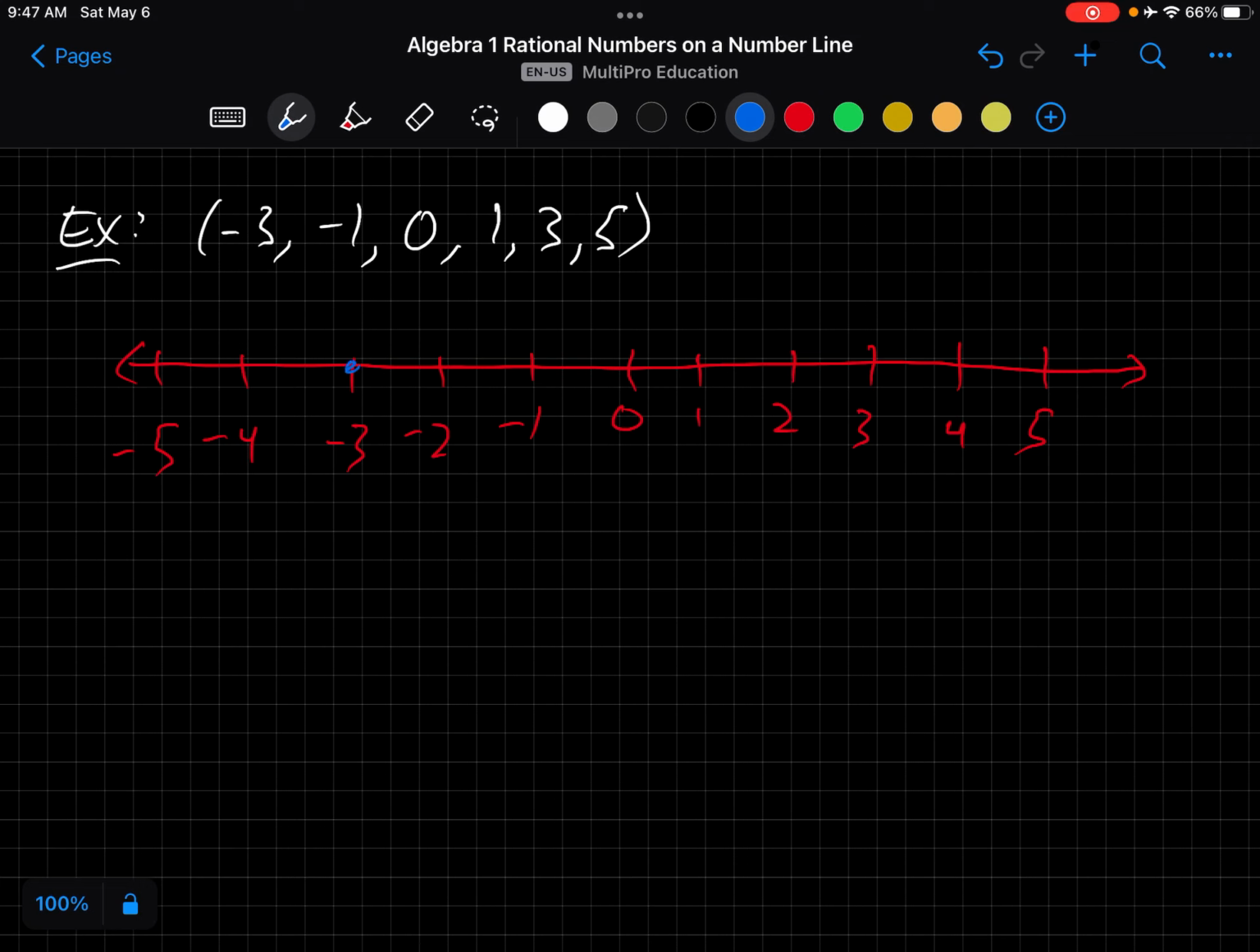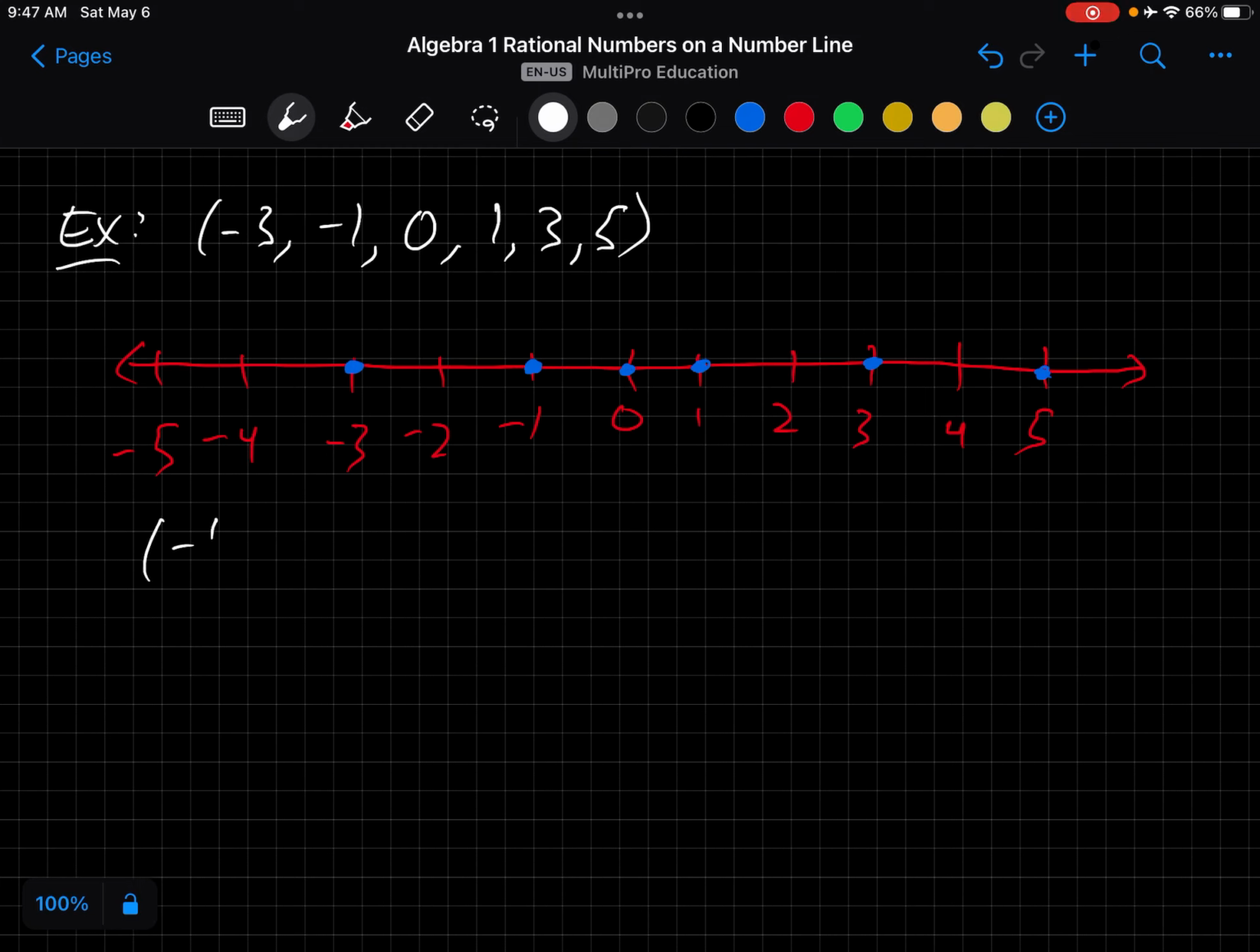All right. Let's find -3. That is here. So we need to put a dot there. Let's find -1. Here we need to put a dot there. 0, we put a dot there. 1, we put a dot there. 3, we put a dot there. And 5, we put a dot there.